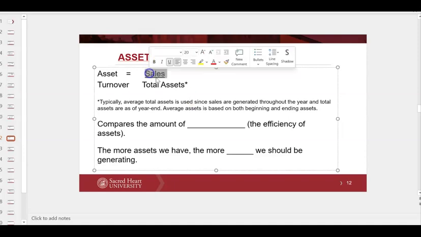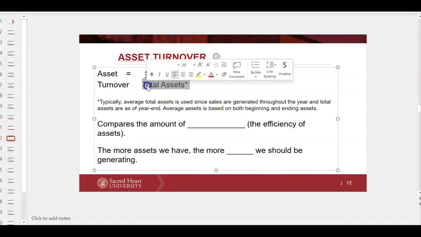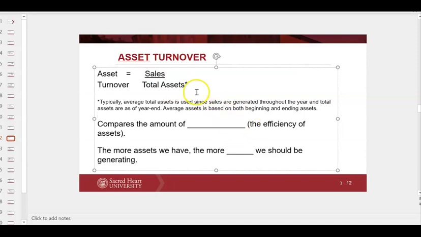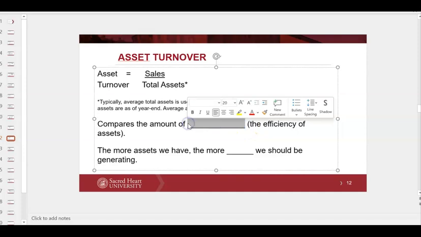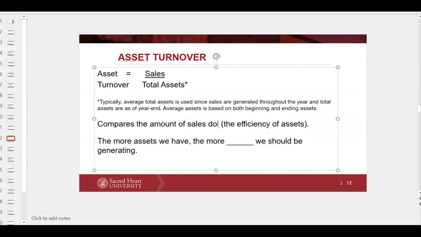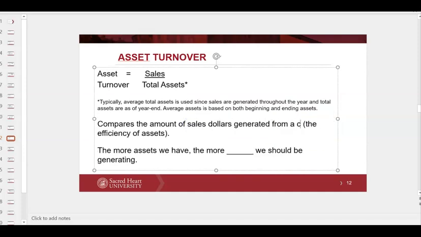So our numerator here covers a period of time. We've been looking at annual, so one year of sales compared to assets at one point in time. Just for simplicity, we're going to be using total assets rather than averages. This ratio, asset turnover, compares the amount of sales dollars generated from a company's assets. And that's what those assets are supposed to be doing, right? They're supposed to be helping the company generate sales. The more assets we have, the more sales we should be generating.